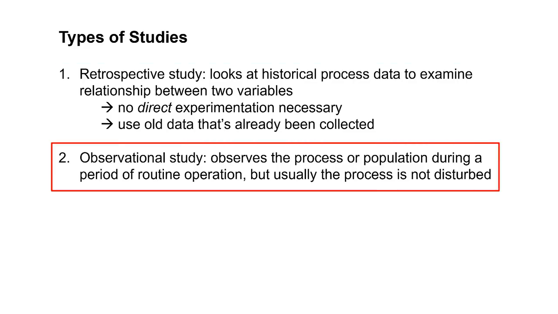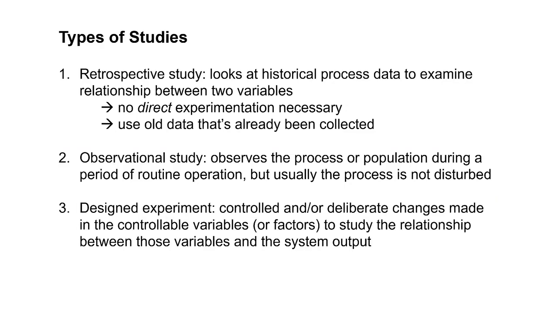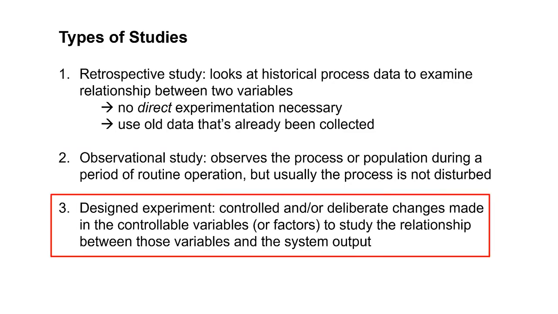Observational studies are very similar to retrospective studies in that you're just looking at information, looking at data, but it observes the process or population during a period of routine operation. But usually the process is not disturbed. A designed experiment, in contrast, is where controlled or deliberate changes are made in the controlled variables, also known as factors, to study the relationship between those variables and the system output. This would be something that's very inexpensive, very easy to manipulate. You can do a lot of experimental runs at different combinations of all your variables or factors.